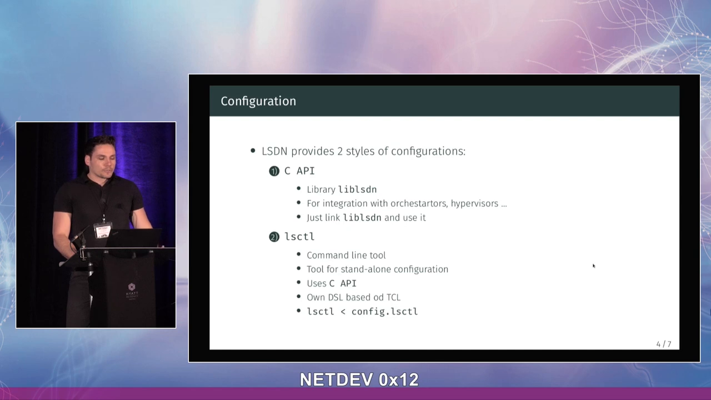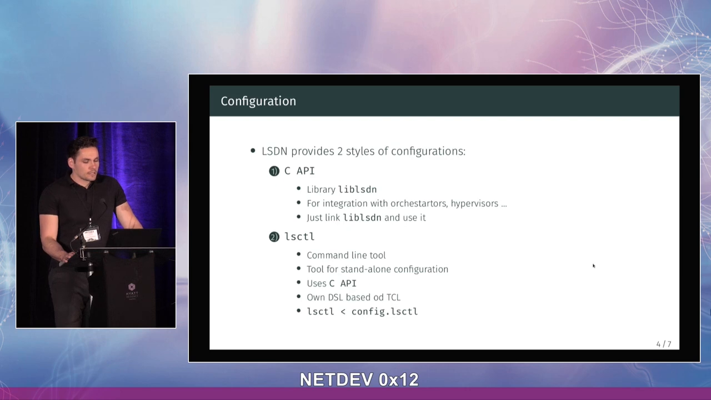So now I will show you how we designed the configuration. As I said, there are two types of configurations: C API, where you just link your application or create a new one with libLSDN, and use just our API. There's really just a minimal set of dependencies, just libNL for communication via netlink, and that's it.